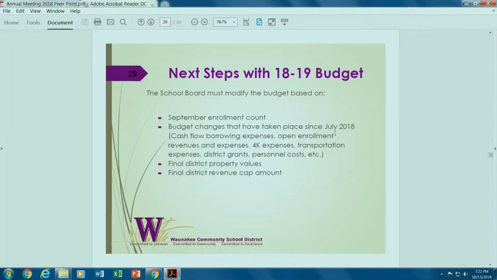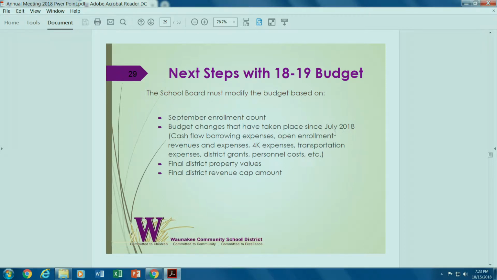The next step in the budget process is really just updating many of the numbers that we've already talked about, making sure that the September enrollment count is added to the budget. We will then be reviewing the changes from the third draft of the budget, which the board approved in July of 18. And there will be an adjustment to those budget lines, given the actual dollars that we have budgeted for those items.